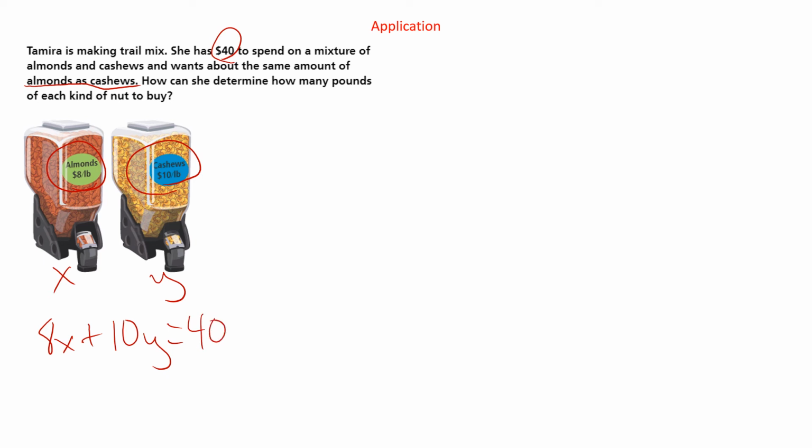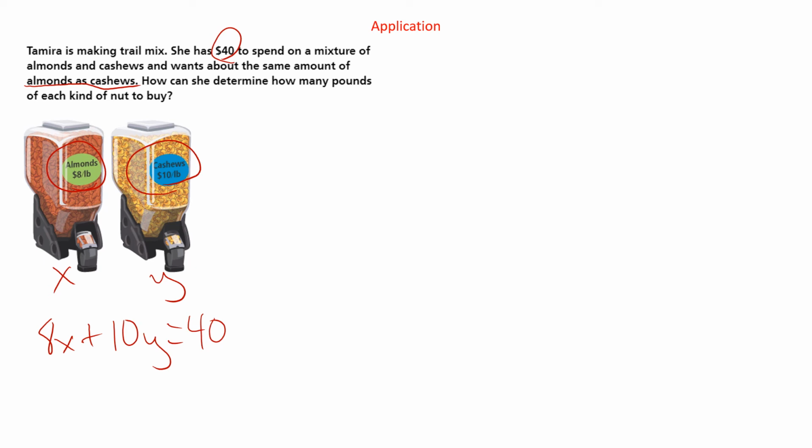equal $40. Now we will get to inequalities with this too, because could she spend less than $40? She could, but not in this problem. In this problem, she is going to spend $40. So we have 8x plus 10y equals 40.